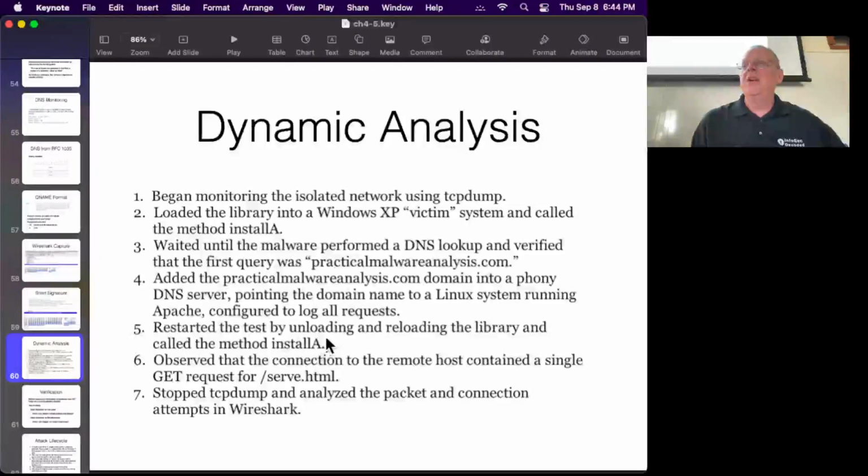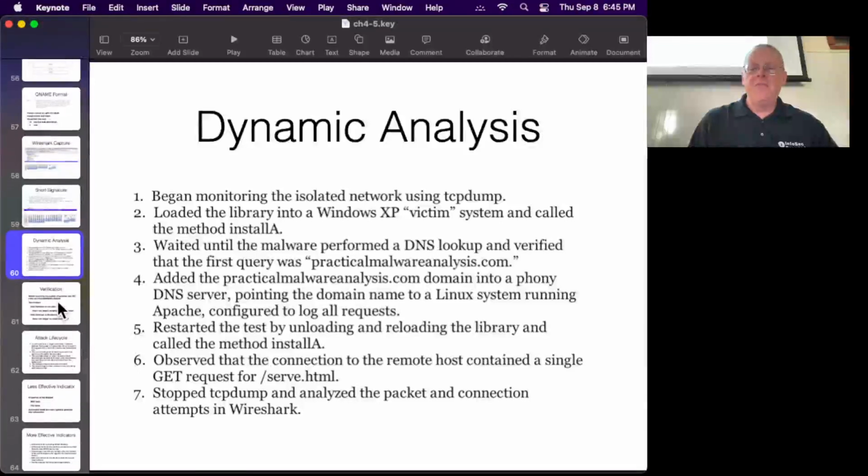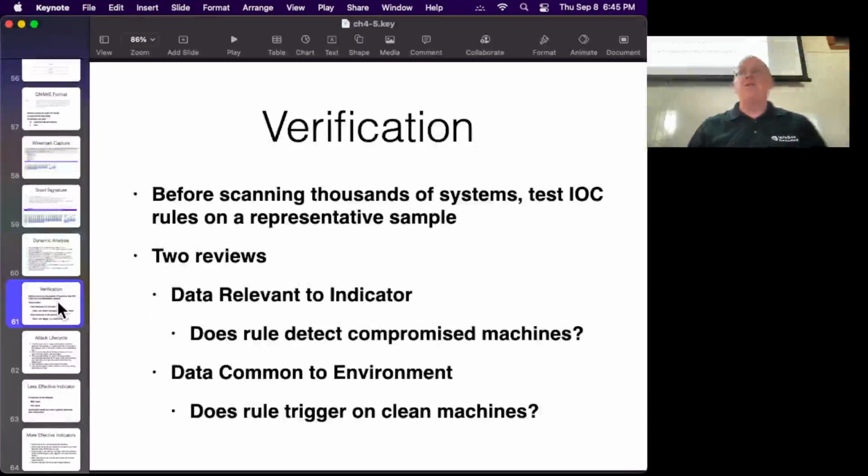Then they reloaded it, called the method again, and observed that it happened again and made a GET request for this. So now they have verified that when you're infected, you will make this network traffic with these properties, and that's the indicator of this piece of malware. So that's the kind of dynamic analysis you might do on the malware to develop this indicator of compromise.